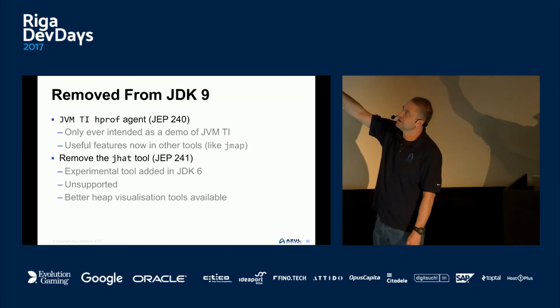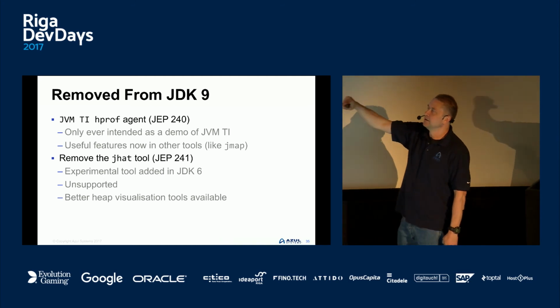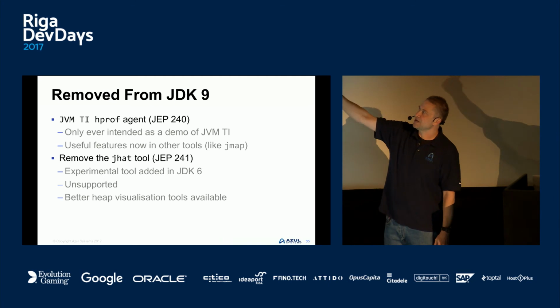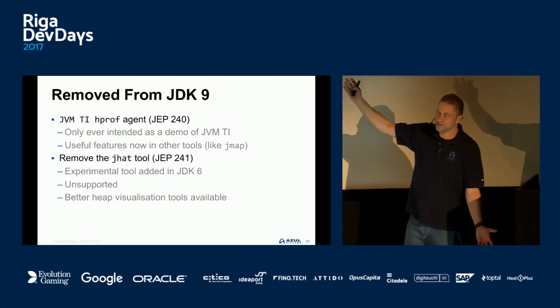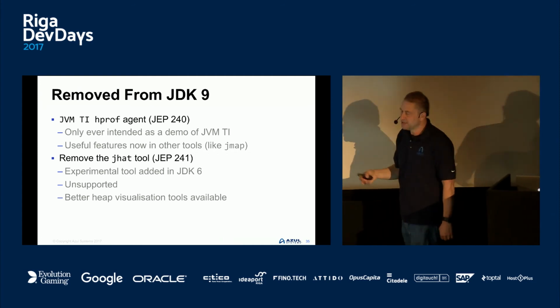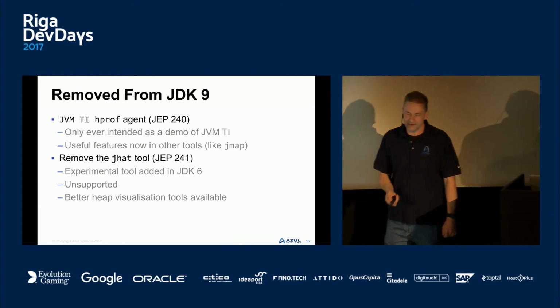A couple of things in terms of ways you interact with the JVM. So the JVM TI hprof agent has gone away, only ever intended as a demo, but kind of got left behind. The JHat tool has gone away. That was only ever intended as an experimental tool, added in JDK 6, never been supported, and there are better tools available outside of the JDK.